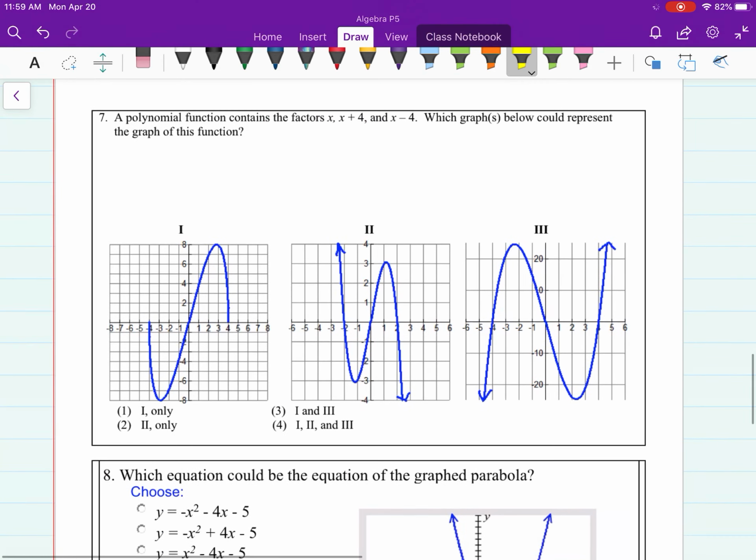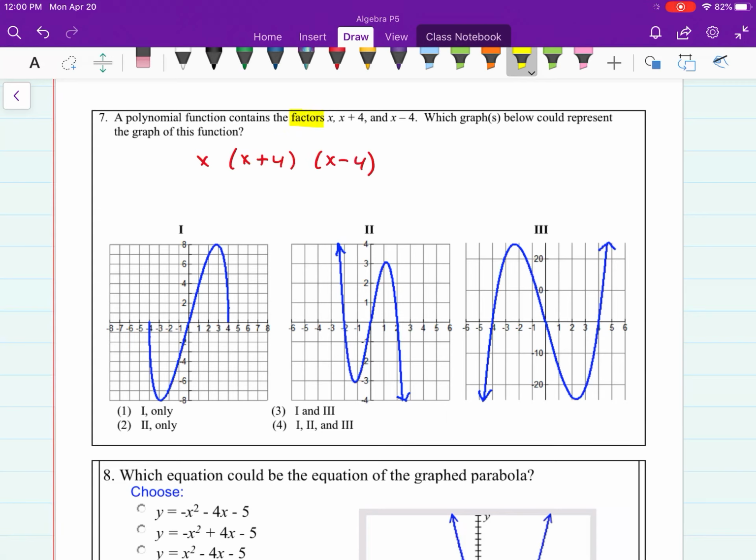But I do want to show you guys number 7, and then I'll stop. A polynomial function contains the factors x plus 4 and x minus 4. Which graph or graphs below could represent the graph of this function? Now, don't go right to looking for the roots, because this problem doesn't tell you what the roots are. It just tells you that x plus 4 and x minus 4 are the factors.